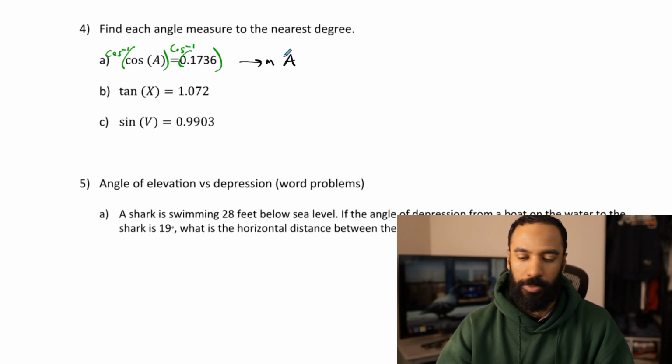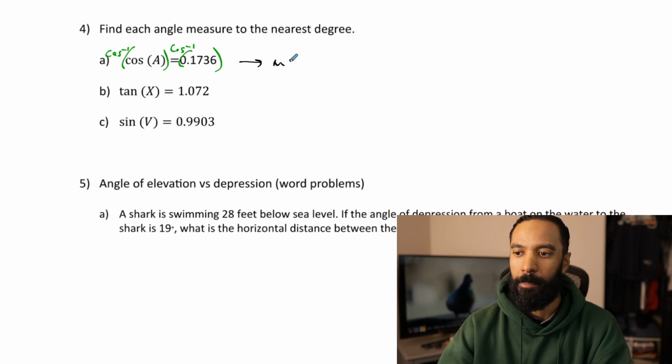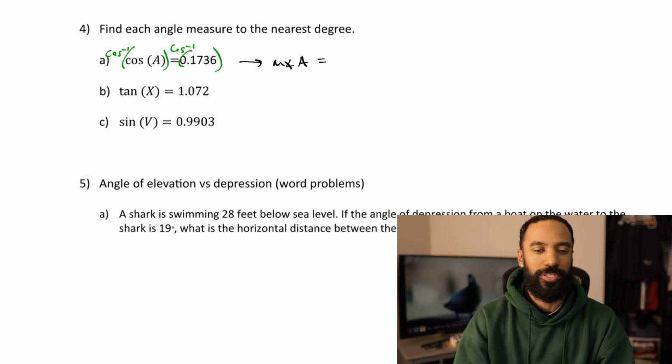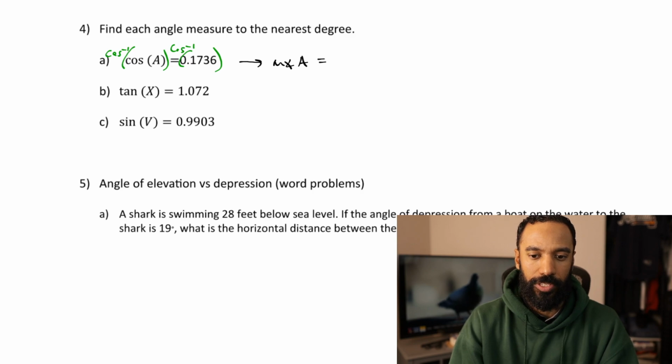So A, that's an angle. Let me say measure of angle A. Measure of angle A equals, and now I do inverse cosine of 0.1736. 80 degrees. They said round to the nearest degree. That's it. So 80 degrees for that one.